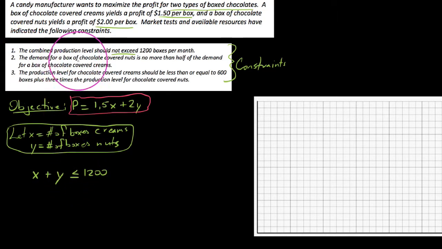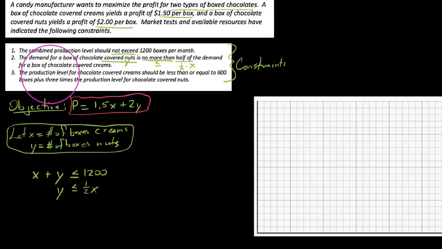Number two, it says the demand for a box of chocolate covered nuts is no more than half the demand for a box of chocolate covered cream. So let's break down what this says. The demand for a box of chocolate covered nuts, that was our y, is no more than, which means less than or equal to, half of, which means 1/2 times the demand for a box of chocolate covered creams. That would be x. So in this instance, we come up with this constraint: y is less than or equal to 1/2 x.